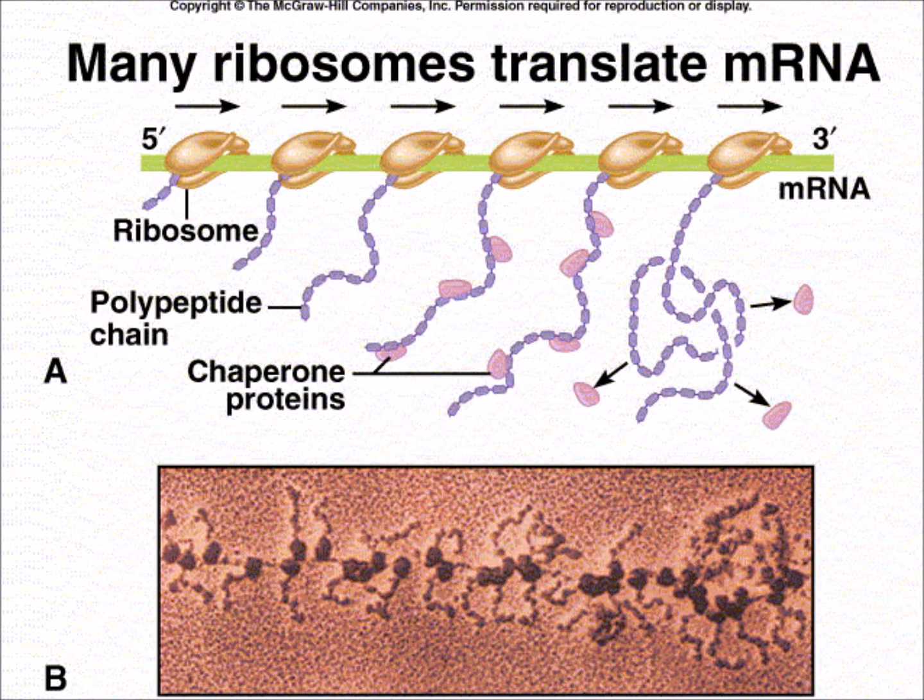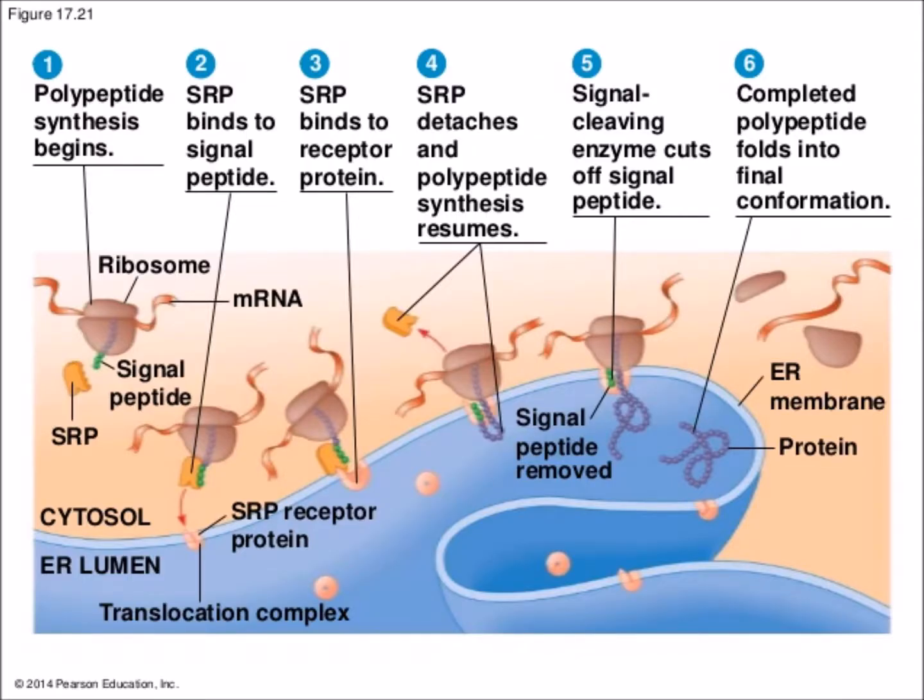Then after that, a signal peptide, at the leading end of the polypeptide chain, determines its destination, and it takes it to the location it needs to be. Then the signal recognition particle, or SRP, brings the ribosome to the ER. And that's the last process of central dogma.